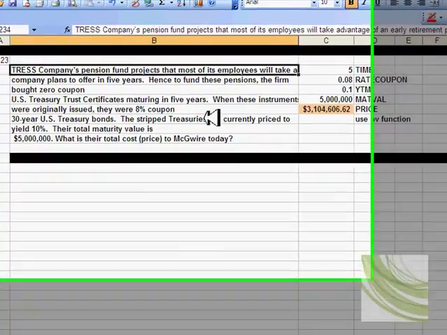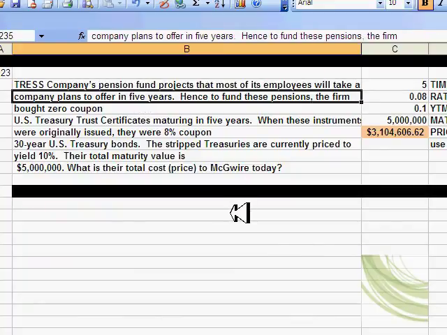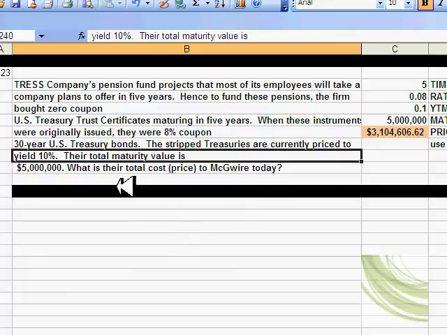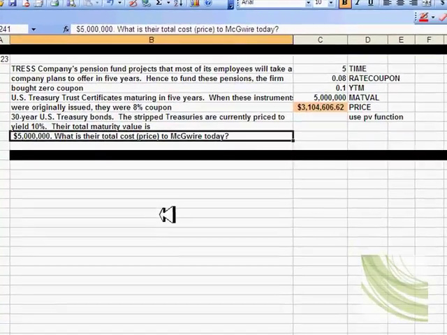Trust company's pension fund projects that most of its employees will take advantage of an early retirement program, and it plans to offer in 5 years. So to fund these pensions, the firm got zero coupon US Treasury maturing in 5 years. When they were originally issued, they were 8% coupon 30-year bonds. Their strip treasuries are currently priced to yield 10%. Total maturity value is $5 million. What is the total cost to Maguire today?